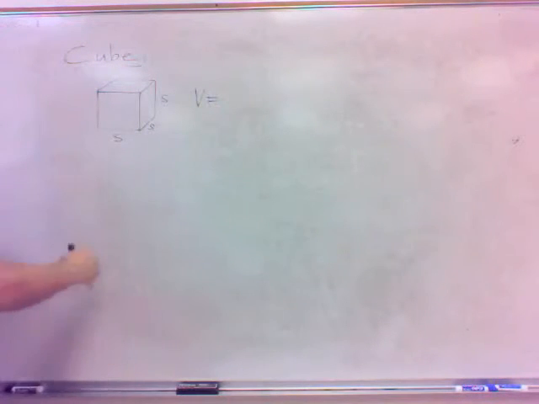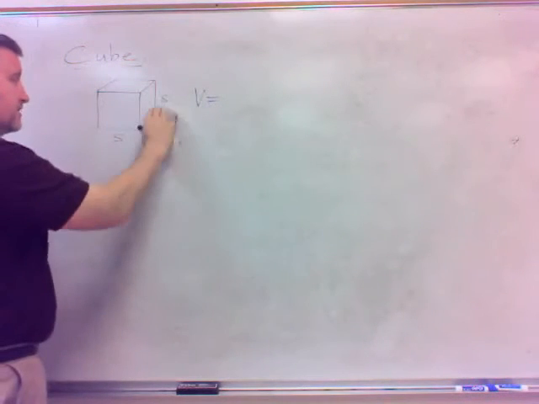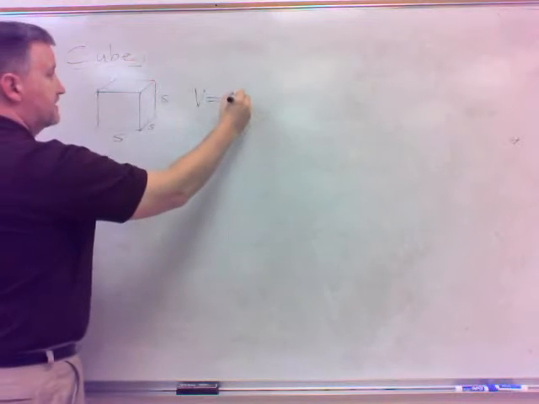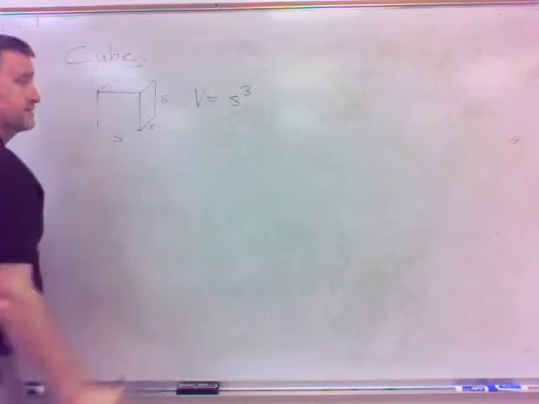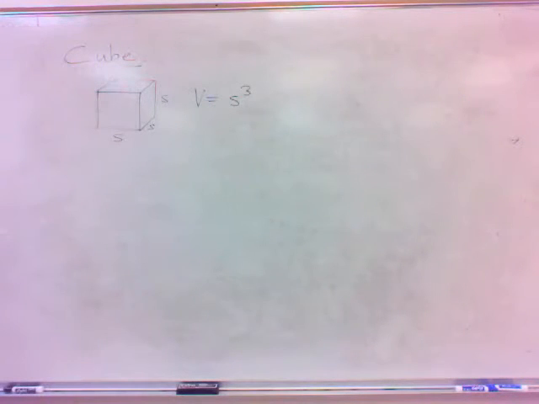Well, the volume, you got your length, width, and your height is all S. S times S times S. Well, that's simply put S cubed. Volume of a cube is S cubed.